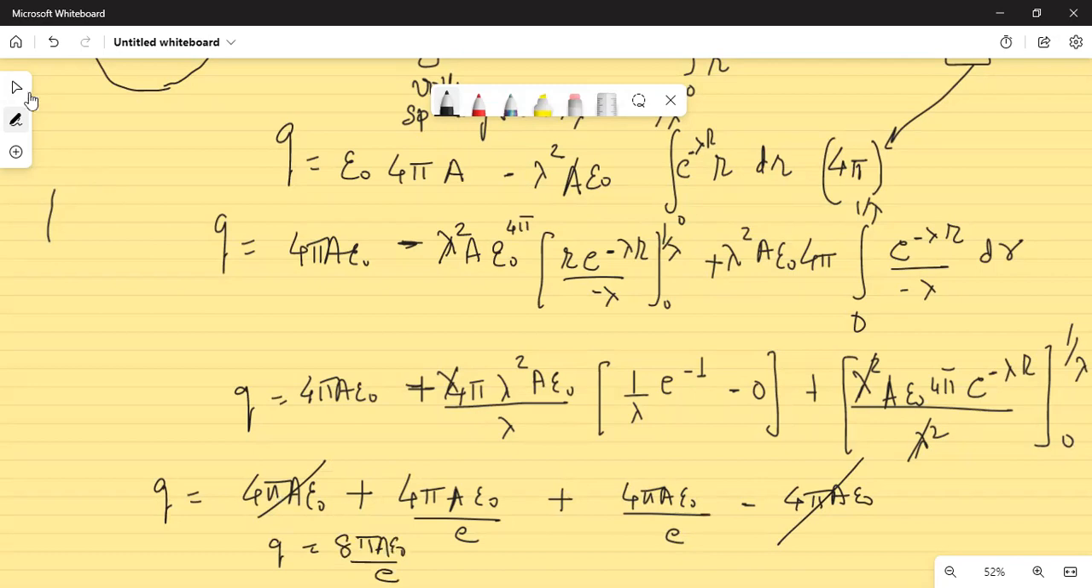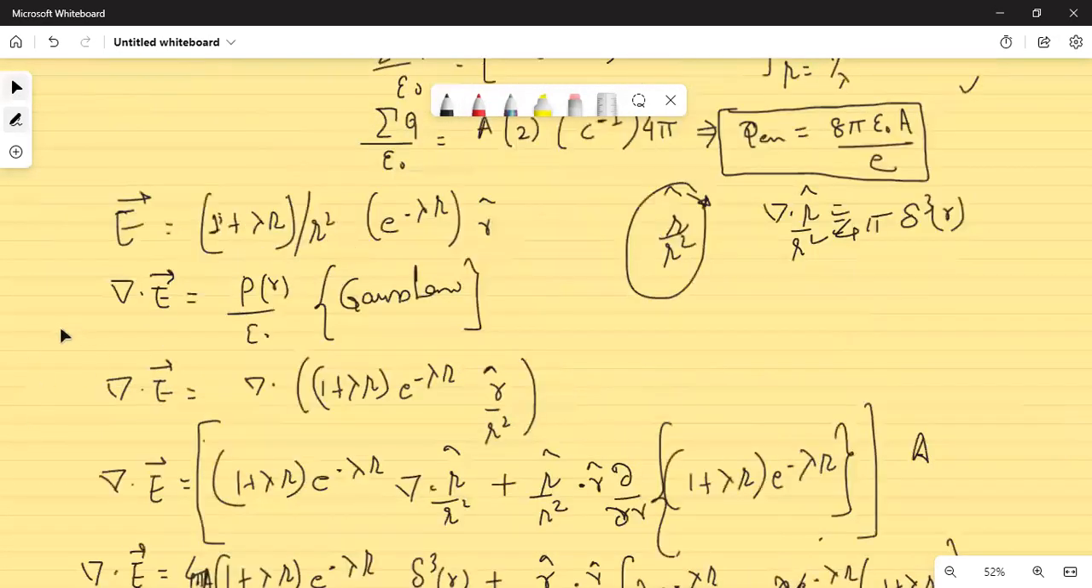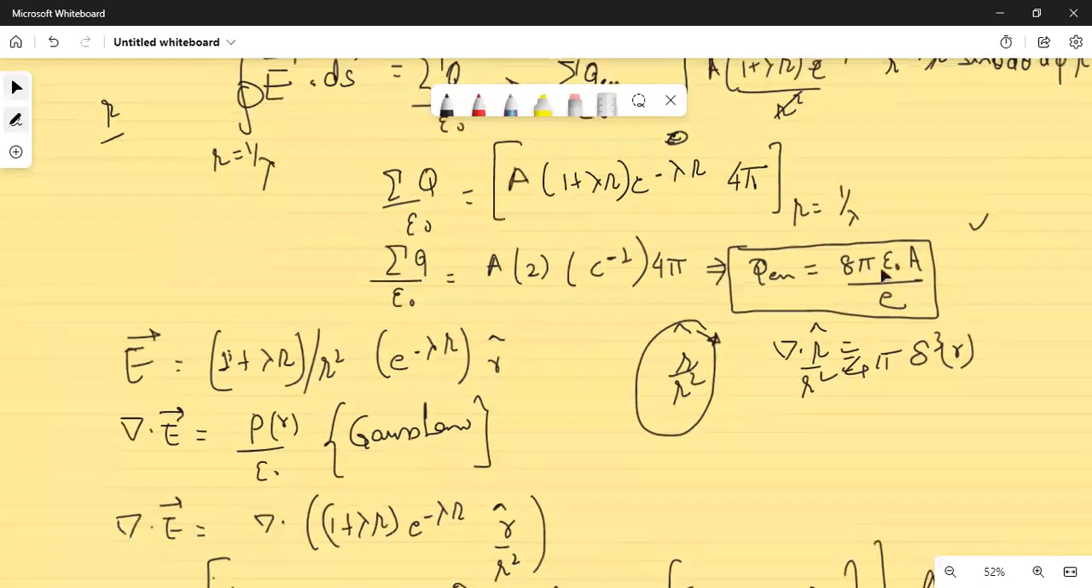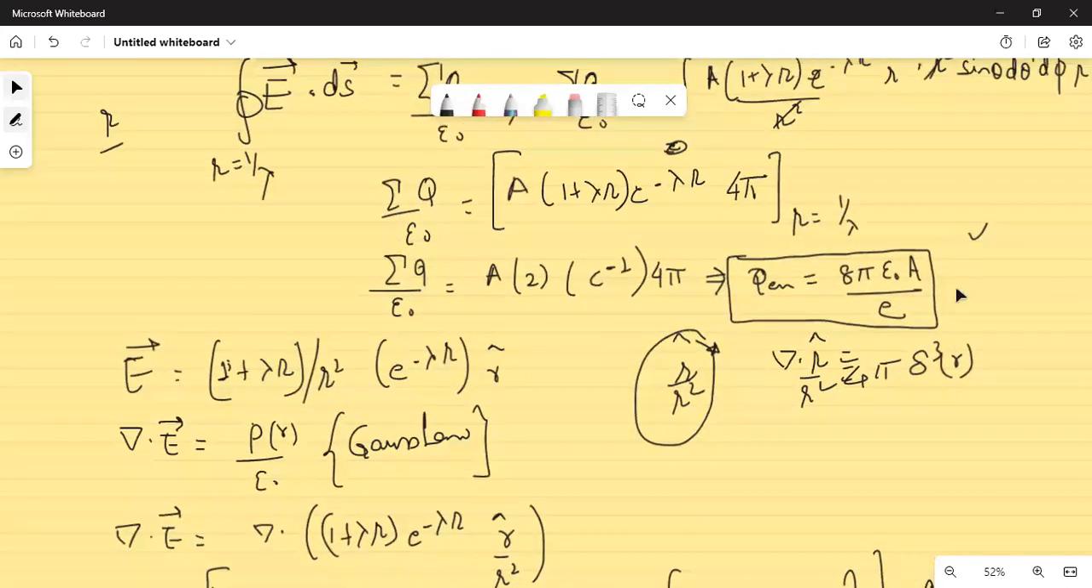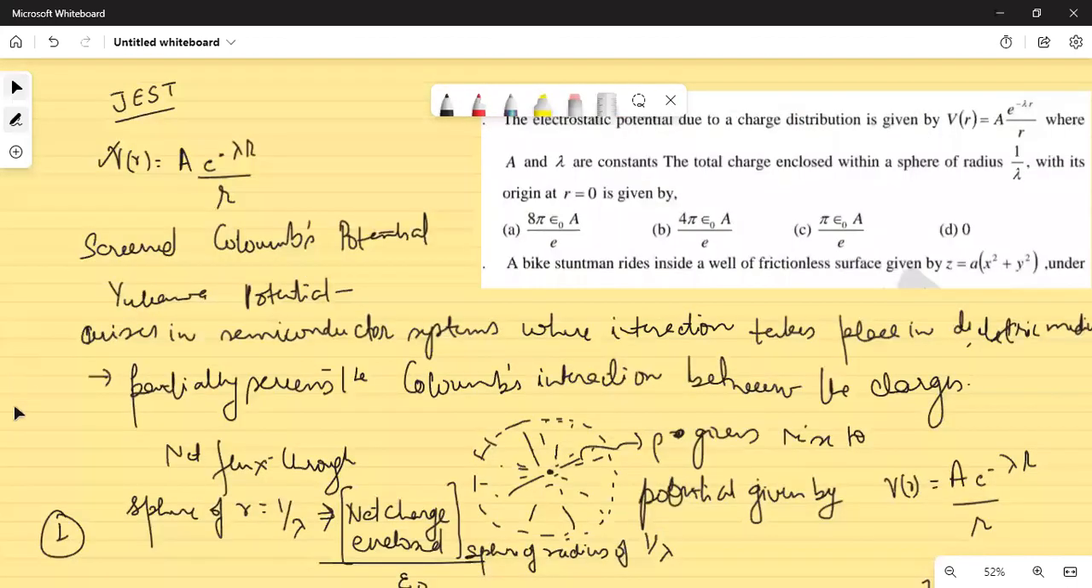So in any case, whether you go with this lengthier approach or the shorter approach that I took initially, both will give you the same answer, that is 8 pi epsilon naught a upon e. So this was the solution for the JEST question 2015.